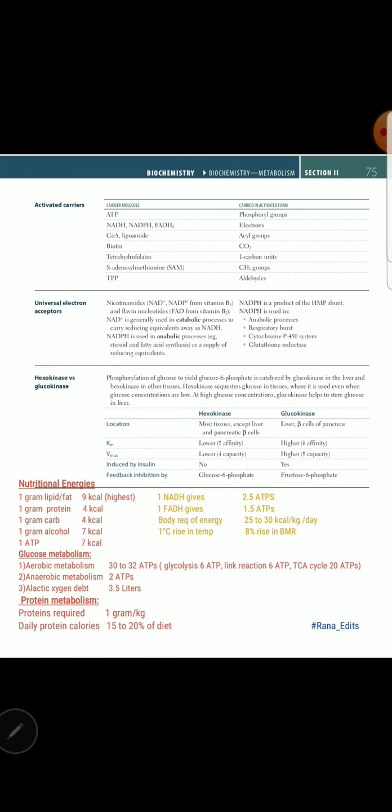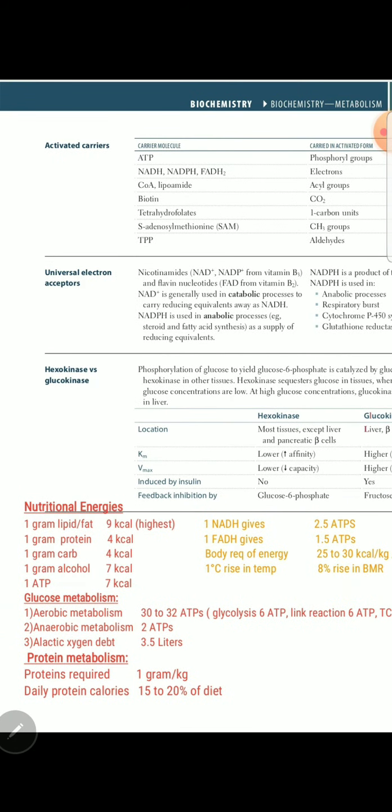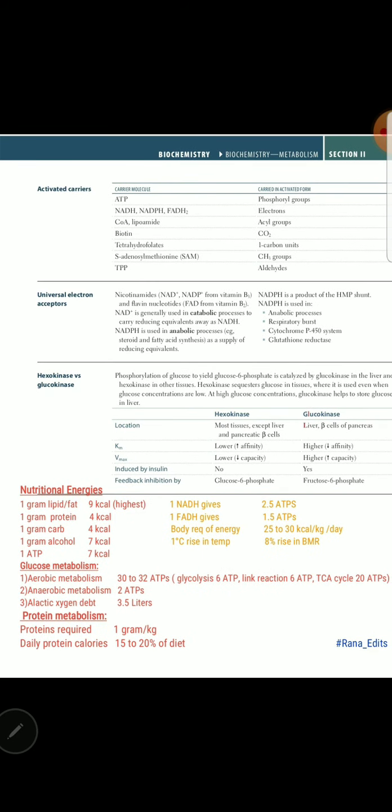So page 75, nutritional energies. I have jotted them down here, so we don't need to read the whole page above. They are not much given here. 1 gram of lipid or fat, it will yield the highest energy, that is 9 kilocal. Highest energy by any of the main nutritional things like lipid, protein, carbs. It is the lipid or fat, that is 9 kilocal.